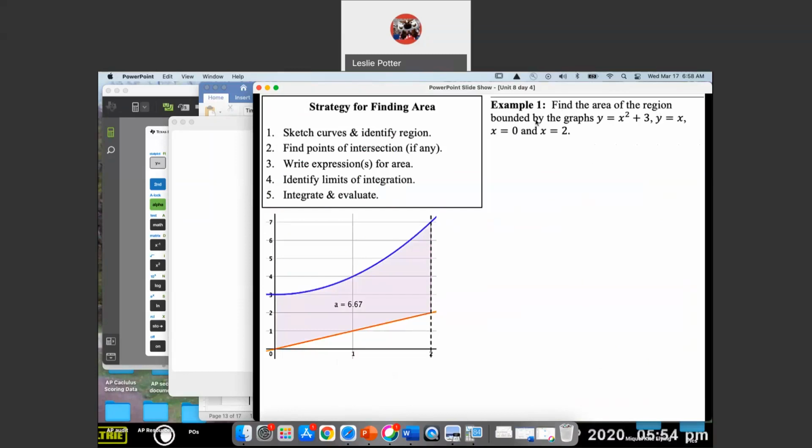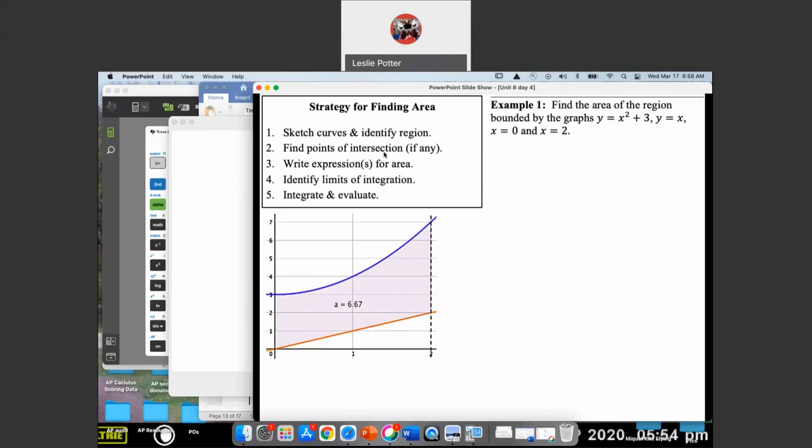Finding the area of the region bounded by the graphs y equals x squared plus 3 and y equals x, from 0 to 2. So this looks a lot like our example here. We've got a curve on the top, we've got a curve on the bottom, and we're just chopping it from 0 to 2. Okay, so we sketch the curves, we've got them sketched here. This is the answer. We're just going to check our answer as we get it.